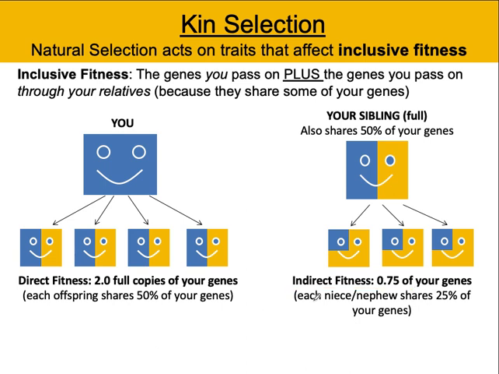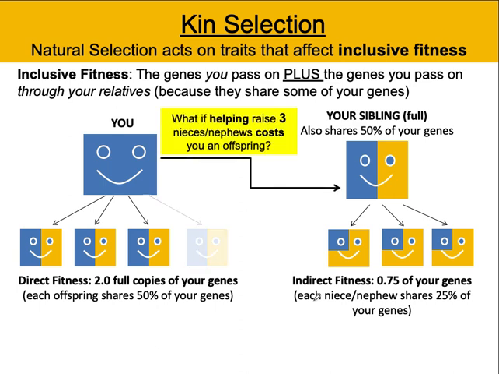Okay, so we have direct fitness. That's usually the one that we think about when we're talking about evolutionary fitness. And we have indirect fitness, through the fitness that you take advantage of through the fact that you share genes with your relatives.